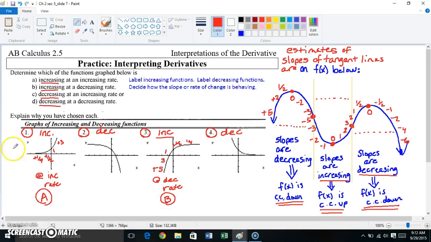All right, so when we think about these things, increasing means f prime is greater than 0. At an increasing rate means f double prime is also greater than 0. Okay, here, this means f prime is greater than 0. Notice all our slopes are positive, but at a decreasing rate, this means that our second derivative is going to be negative.